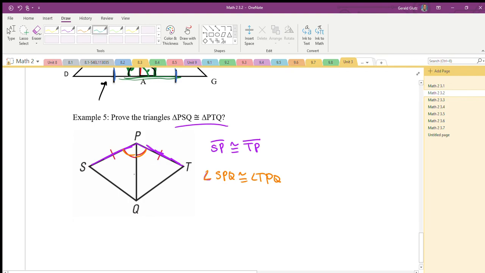Again, this side is being shared by both triangles. So I know that this side is going to be the same length for this triangle as it is for this triangle. So I can say that PQ is congruent to PQ. So I got a side, angle, side. So notice that angle is right in between the purple and the blue. So I could say that triangle PSQ is congruent to triangle PTQ by the side-angle-side postulate.